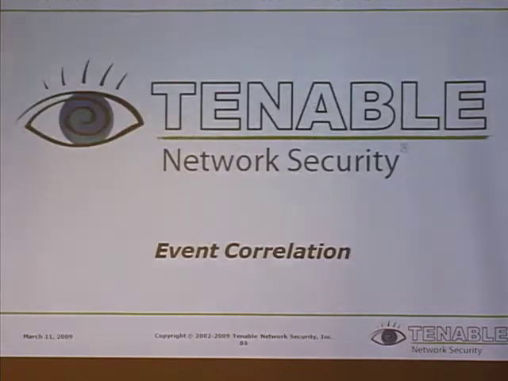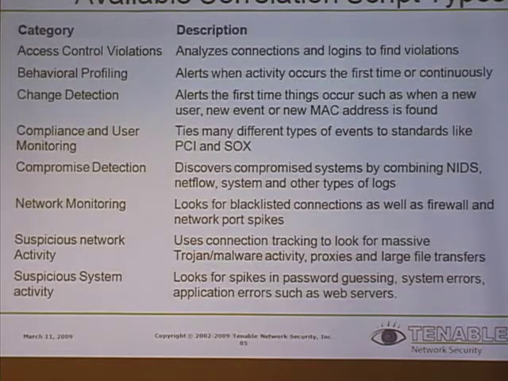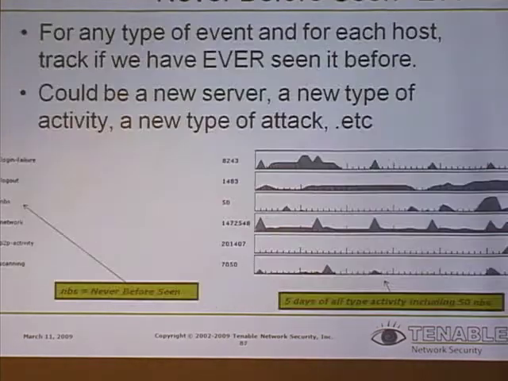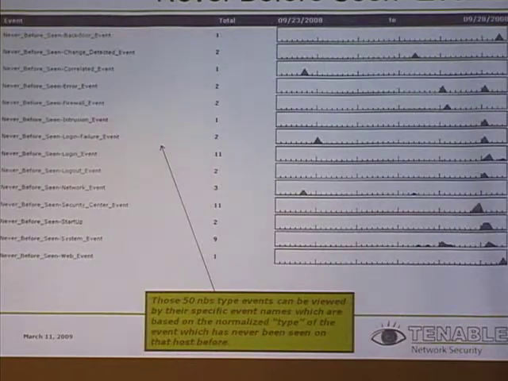All right, and then lastly, we have an event correlation language called TASL, very similar to the NASL language, where we look for tons of different things, simple things like logins from external networks. We really alert on never-before-seen events. We saw in that worm example before, hey, this blacklist event has never occurred before. This is automated. You just send the logs over to us. We automatically figure this out on a per-host basis.